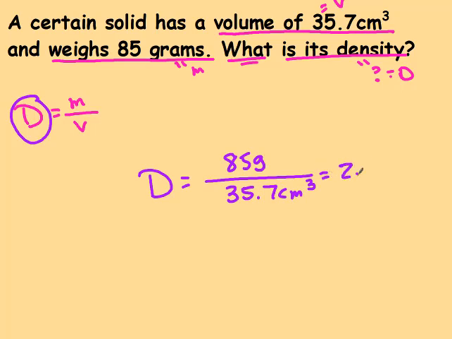Dividing those out, I get all of that. This number had 2 sig figs. This one has 3 sig figs, which means I need 2 sig figs in my answer. That's 1, 2. So that 3 should round up, so it's going to be 2.4 grams per centimeter cubed.